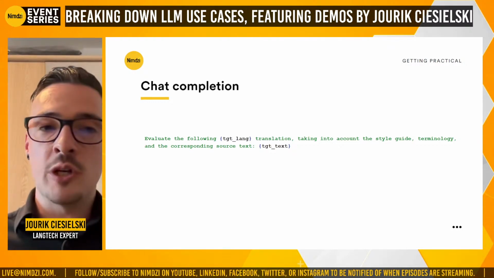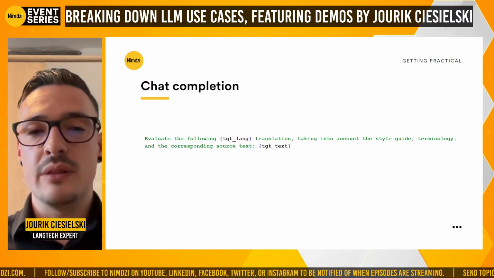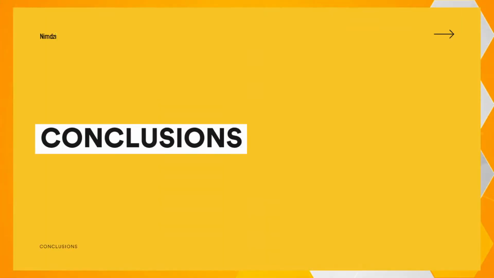System prompt, few shot prompting, chat completion, output, and that's what you work with. That's what you get from the model. And then we can continue with the last part of our event today.